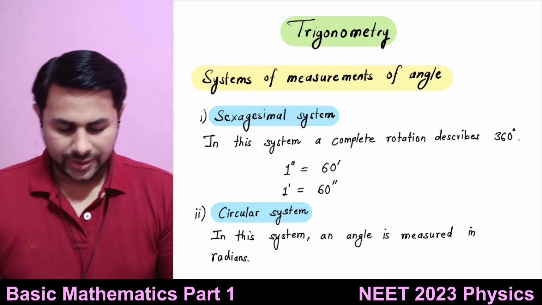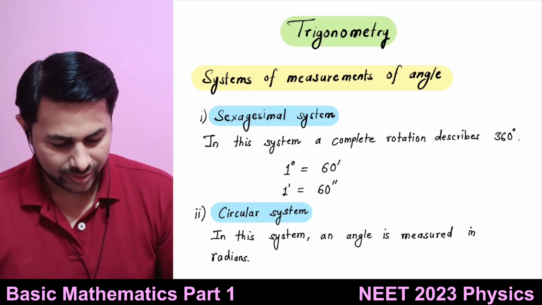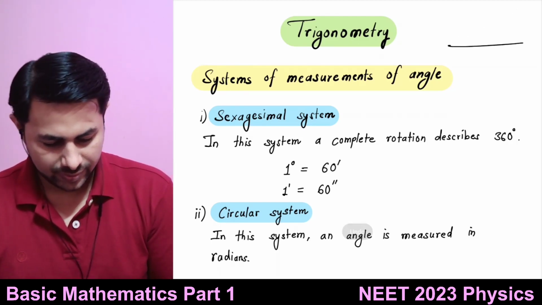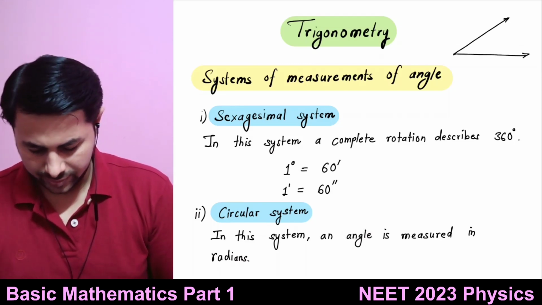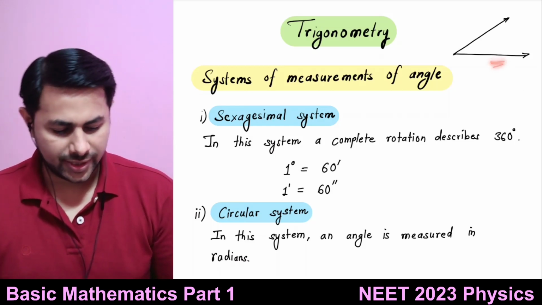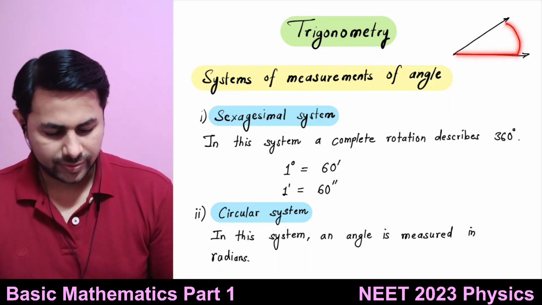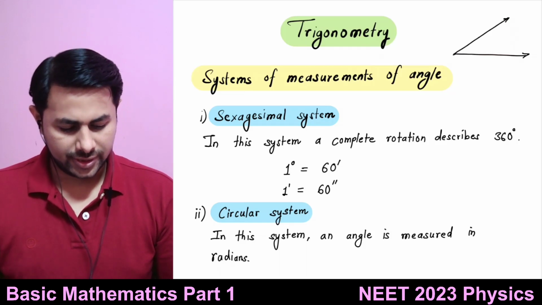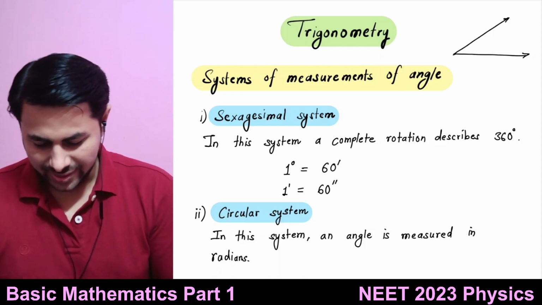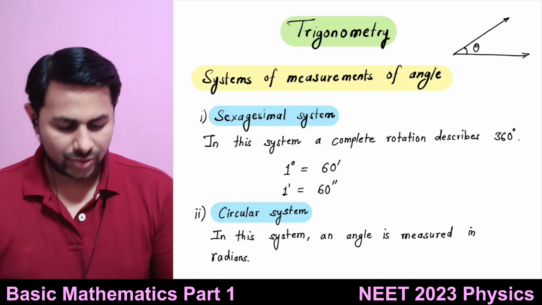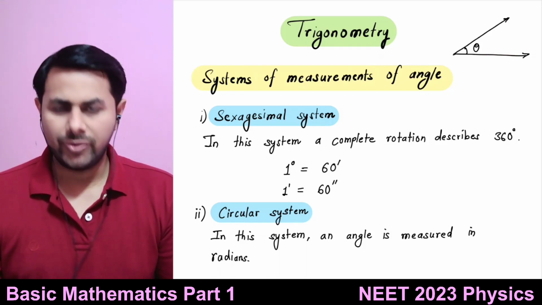So how to measure an angle? We know what is an angle, right? So if we draw, let's say, these two lines, two rays, as we say, this one is the initial ray and this one is the terminal ray. If we rotate this ray from here to here, that rotation creates this quantity known as angle. Let's denote it by theta. How do we measure that rotation?